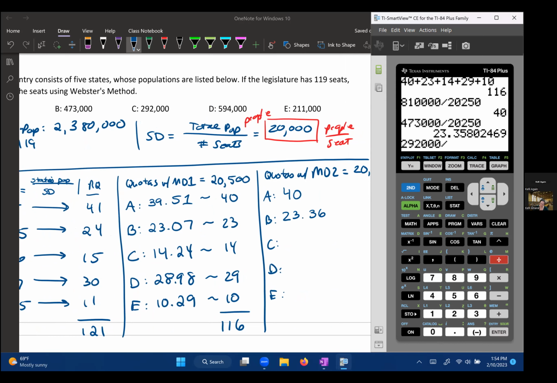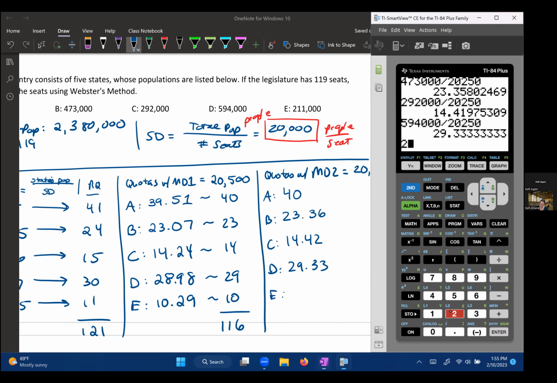All right, state C is 292,000 divided by 20,250, which is 14.42. That looks weird. 14.42. All right, state D is 594,000 divided by 20,250. That's my new modified divisor. That gives 29 followed by infinitely many threes.